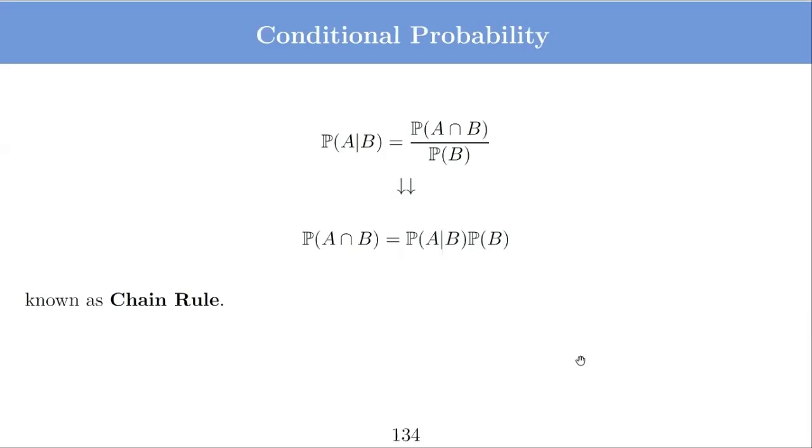Okay, so remember this, probability of A intersection B is not always equal to probability of A into probability of B, but it is equal to probability of A given B into probability of B. So this formula is known as the chain rule. Right.